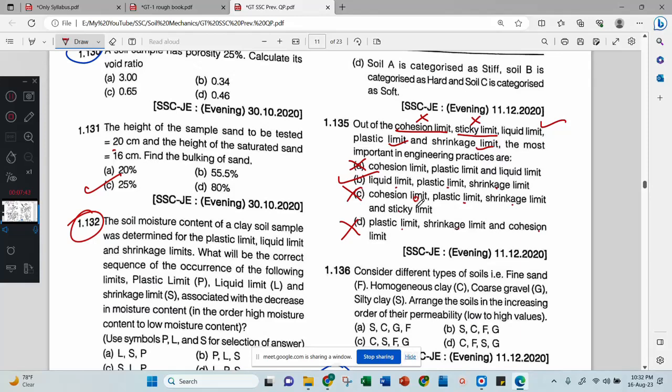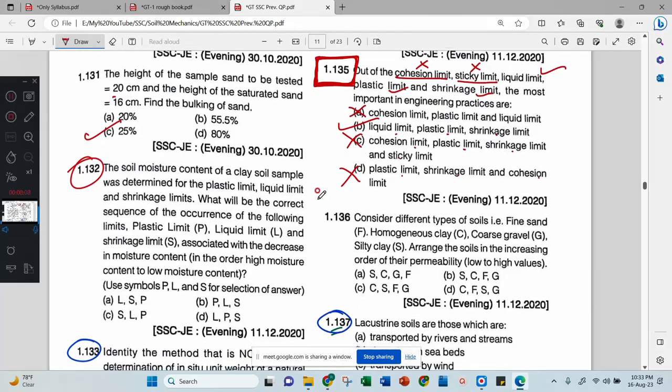Such questions are there, no? These questions are to eliminate those students who have not done anything, who have not studied anything. For them, they want to remove them from the list, elimination. Therefore, they will frame these questions. When you read everything, then you will come to know that cohesion limit, in my entire geotechnical career, I have not heard. Sticky limit also is not there.